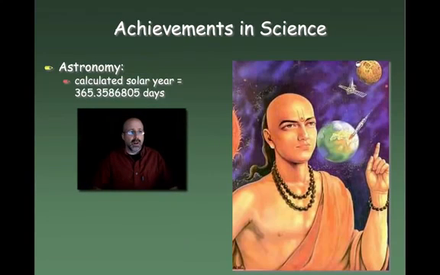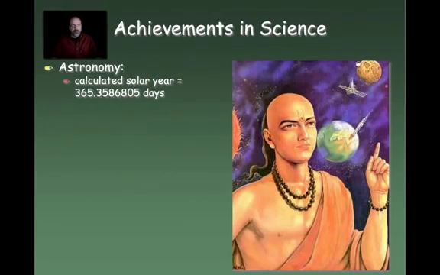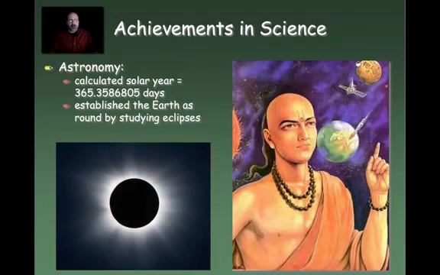Okay, they also had achievements in astronomy as well. They were able to calculate the solar year to 365.3586805 days. Keep in mind, if we go back to ancient Mesopotamia, people in the ancient world had been using lunar calendars, but in this case, the Indians were using a solar calendar.